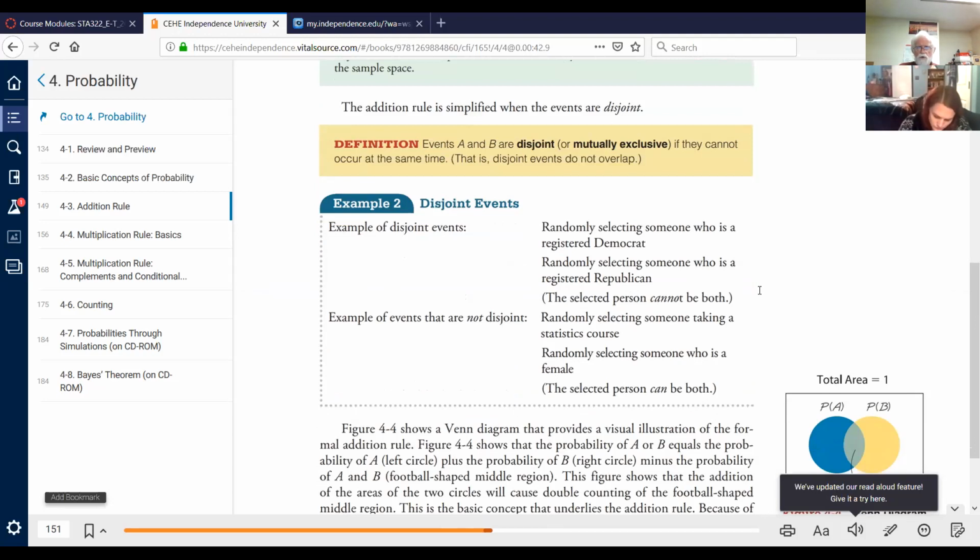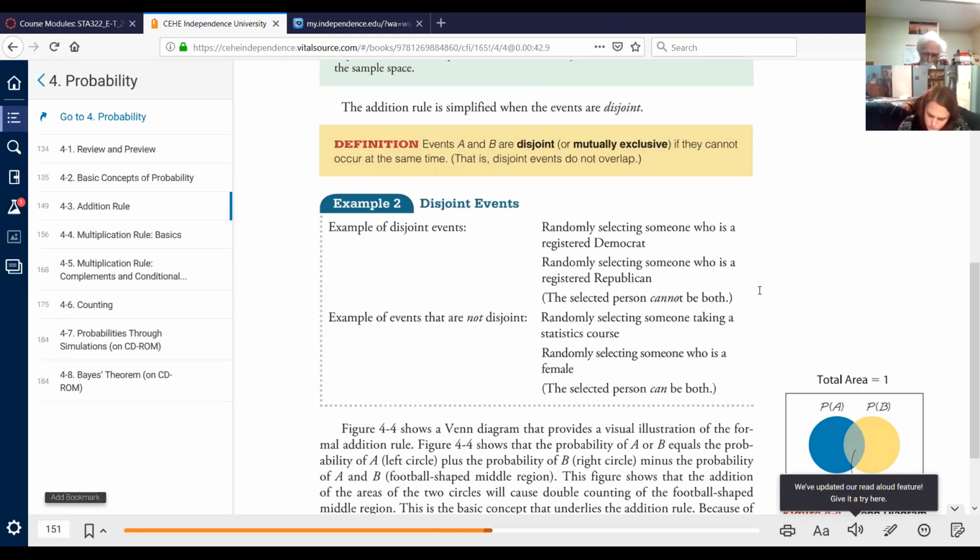We call these disjoint events as well. So if you were randomly selecting a person and asking about their political affiliation, they're either, most of them, the vast majority, are either going to be Republicans or Democrats. They're not going to be both. These are mutually exclusive events.